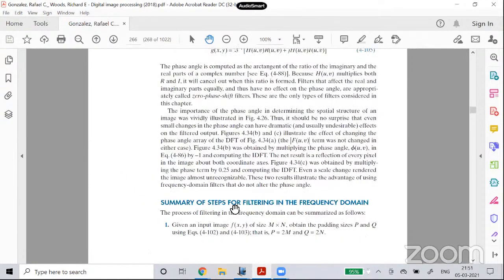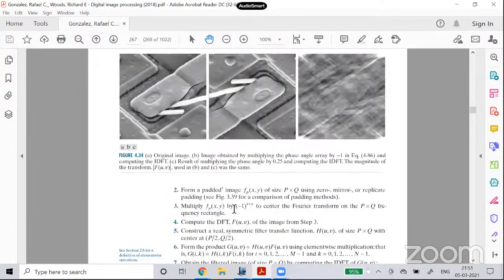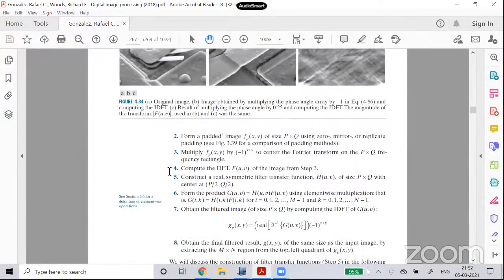You don't need to do everything by hand. At least in MATLAB, I know that when you're doing this, there is a function for padding, which you call. There is a function for calculating this, a function for multiplying, and a function for calculating the DFT. Each of these has a function in MATLAB. I'm sure that similar functions are available in Python also.